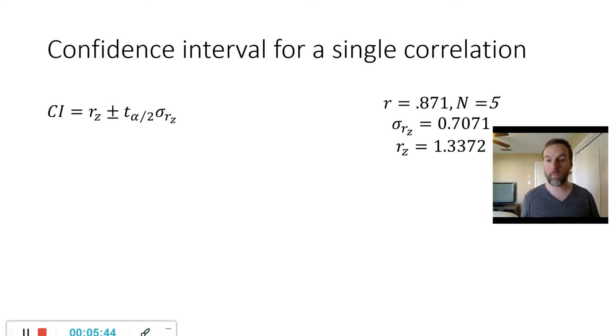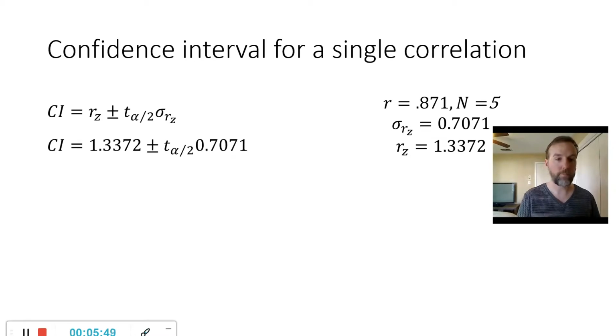Because we only had 5 participants, we're going to use a t-value. So we plug in our R sub z value and our estimate of the standard error, which is also being transformed into the z domain. Now for the t value, we would look this up. The degrees of freedom for a t value for correlation is n minus 2. So we've got 3 degrees of freedom, and we want to look up a two-tailed t value.